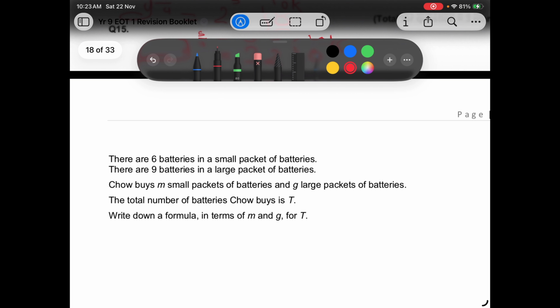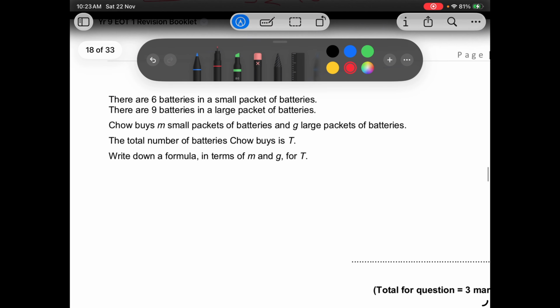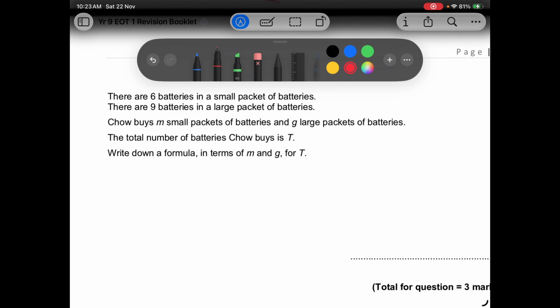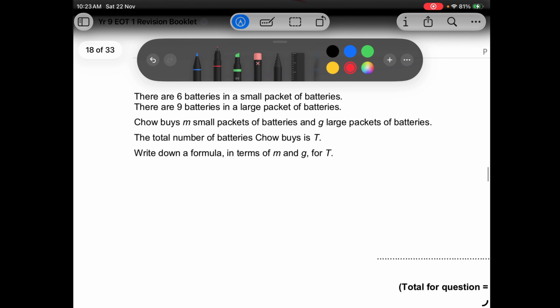Okay, guys, so in this problem, let me summarize the problem here. Maybe a diagram will be helpful for us to understand what's going on. So here are small buckets, S for small, and L for large. In each small bucket there are 6 batteries, and in each large one there are 9 batteries. And the total number is T.